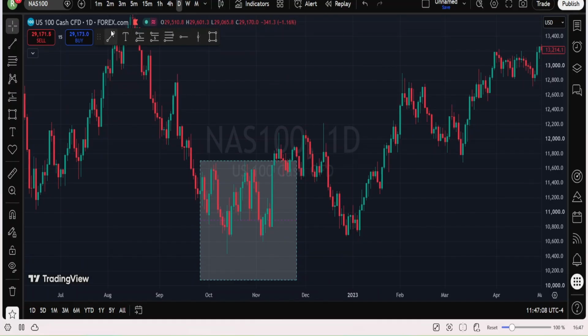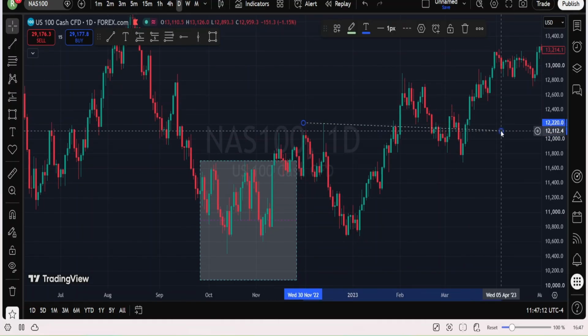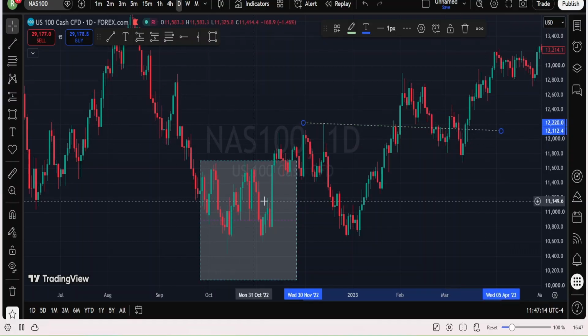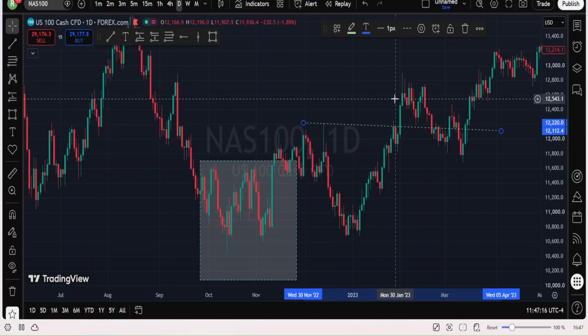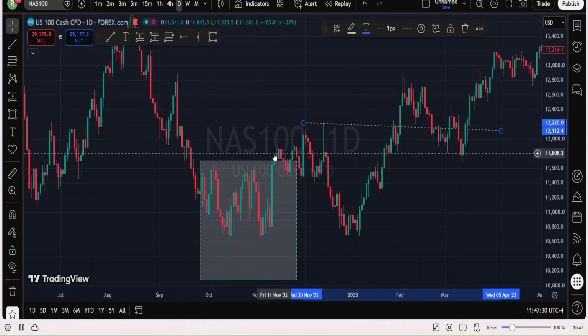This becomes a market structure shift. The market has shifted from the downside to the upside. That is what we call market structure shifts. So a market structure shift gives us a clue that the market is about to change its trend.